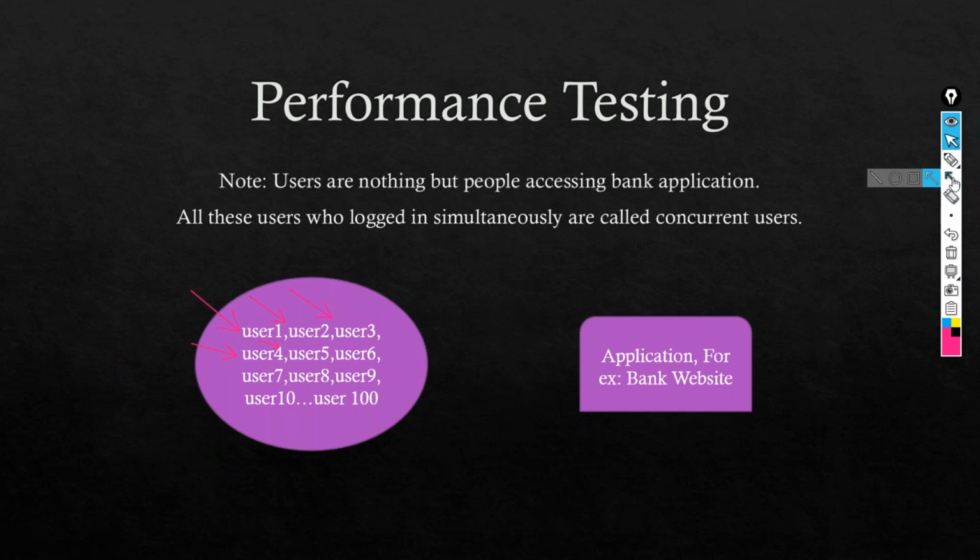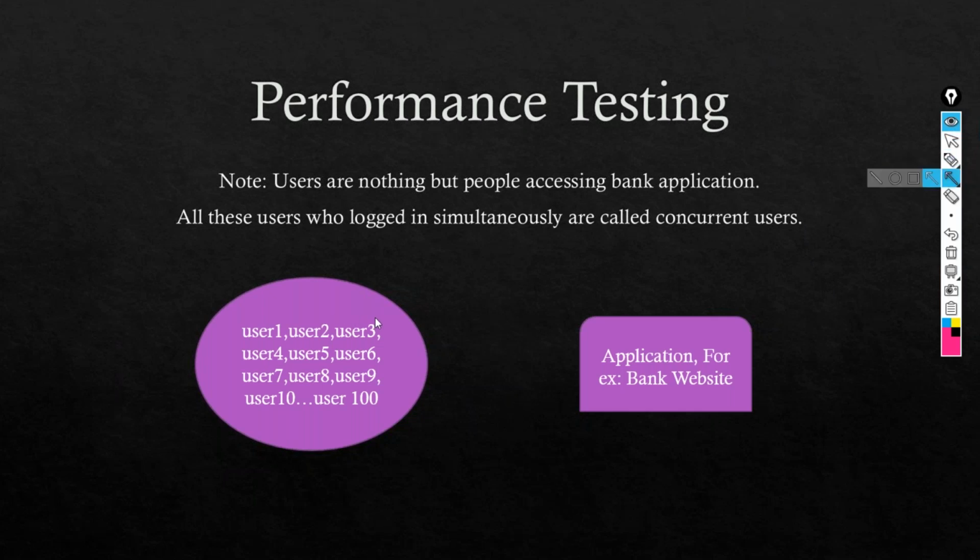Okay, so let's say 100 users are accessing this bank application. I have mentioned user 1, user 2, user 3 and so on till user 100, who will be accessing the bank application. So users are nothing but people accessing the bank application. All these users who logged in simultaneously are called concurrent users.